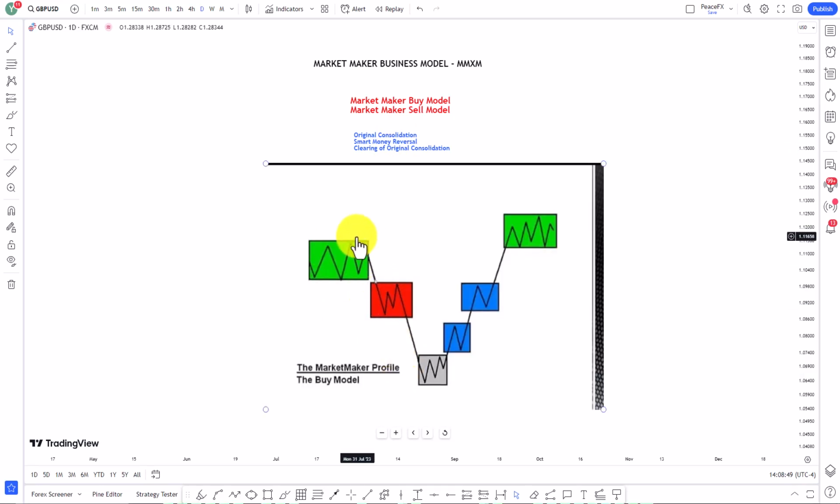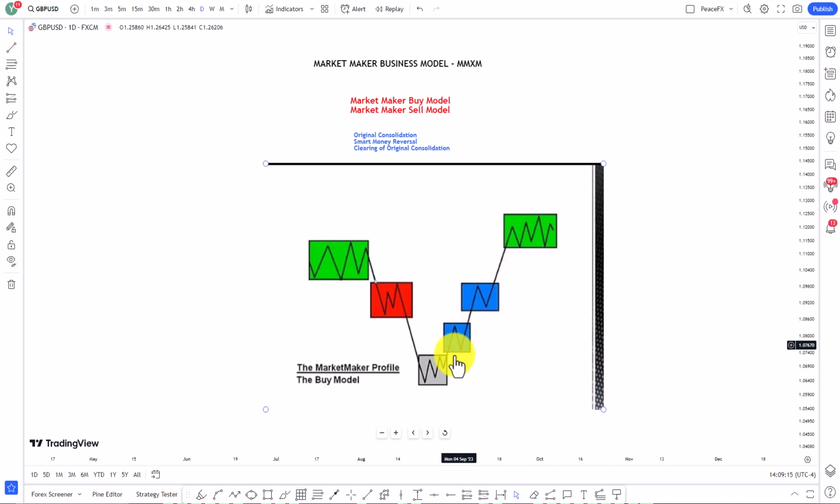Now, this is a market maker buy model. It's called a market maker buy model because you're focusing on being on the buy side of the curve, or rather looking for bullish price action. And I want you to understand that this pattern is fractal in nature. It is applicable in any time frame, so you work within the time frame where you're able to see it.